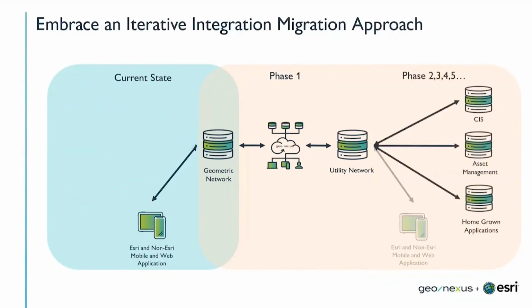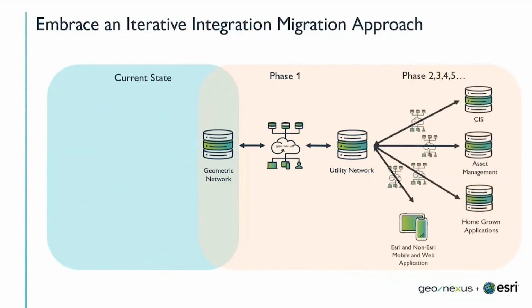A phase two and onward approach would be when you begin to migrate your integrations over to be connected to the utility network. With this approach, you can look at implementing the new integrations one at a time and prioritize those interfaces that are most critical to move. Additionally, since the Geonexus Integration Platform is utility network ready, as well as includes a host of other connectors, it could be leveraged to integrate those other systems as well.